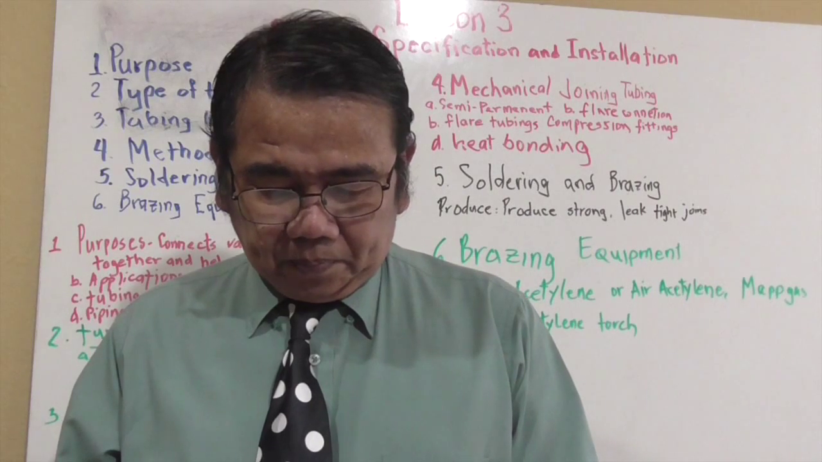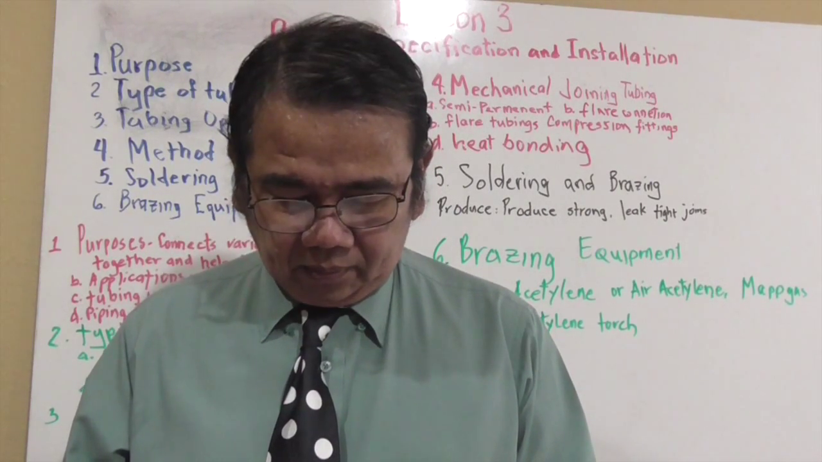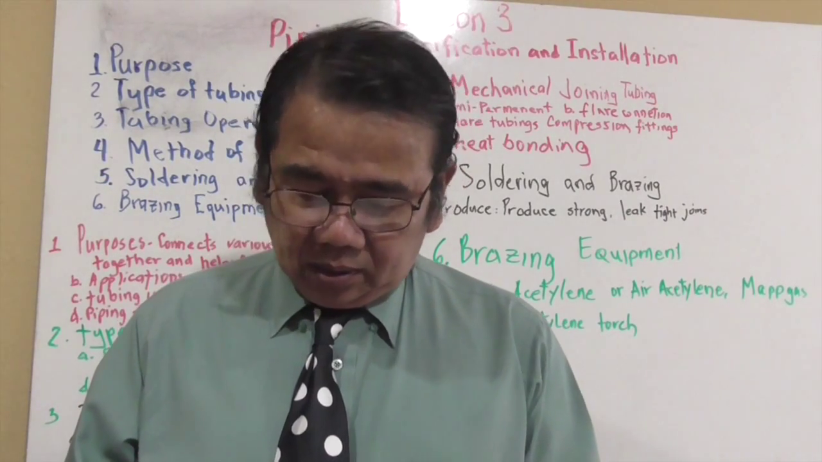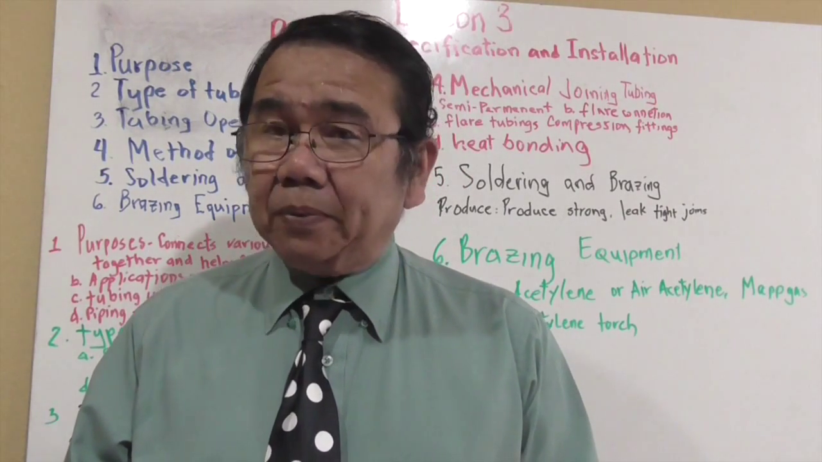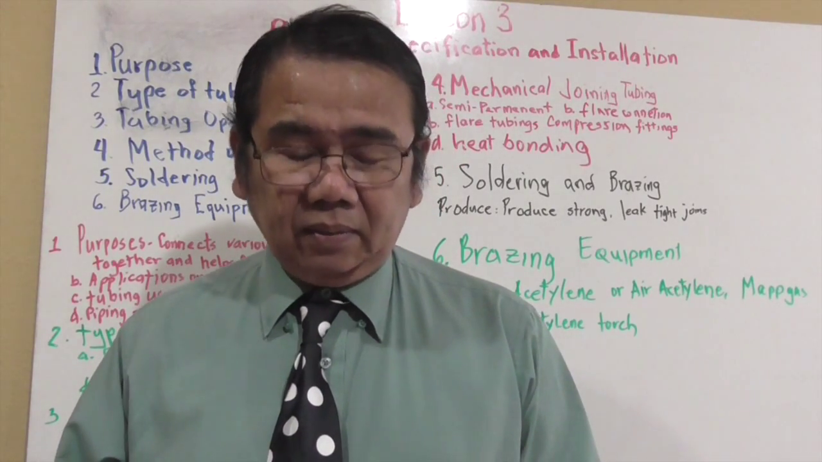Type DWV, that's drain, waste, and vent. Slightly thinner wall than type M copper. Not used for HVAC equipment.